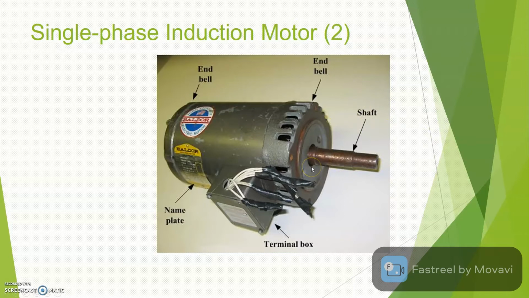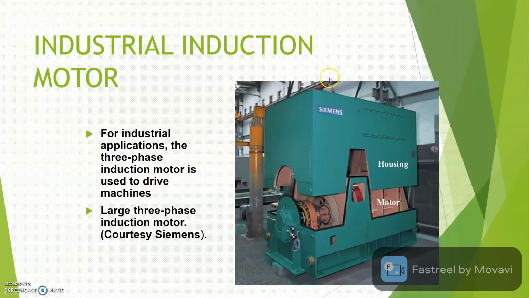And then this is an example of an industrial induction motor. This is the three-phase type, three-phase induction motor. For industrial applications, we use the three-phase induction motor. It's used to drive machines, maybe in a paper mill, maybe in a water pump.